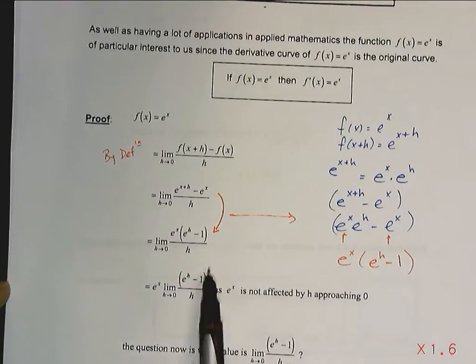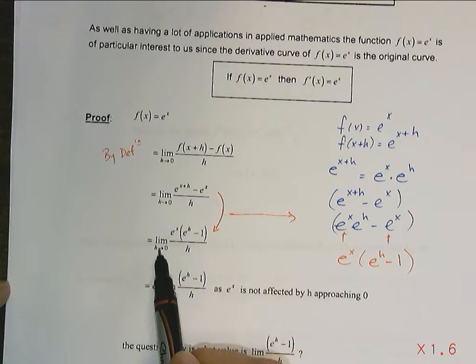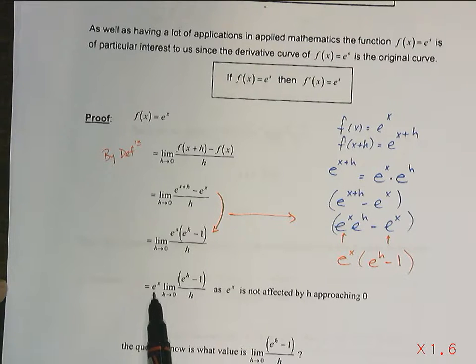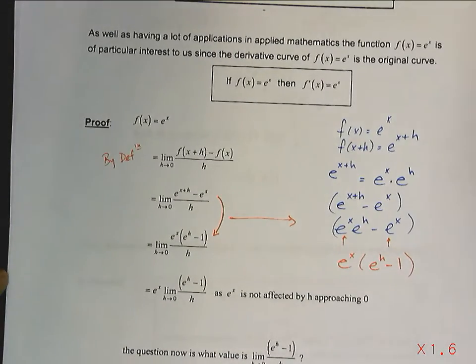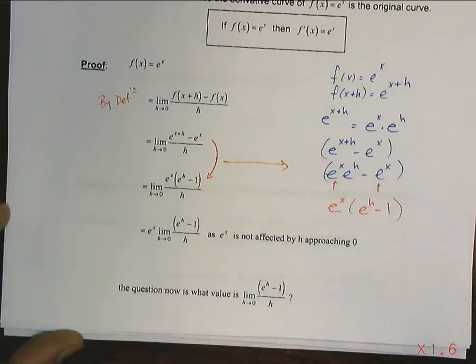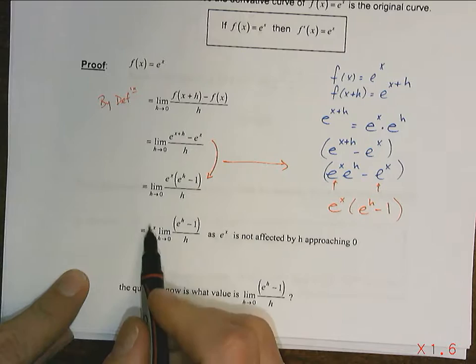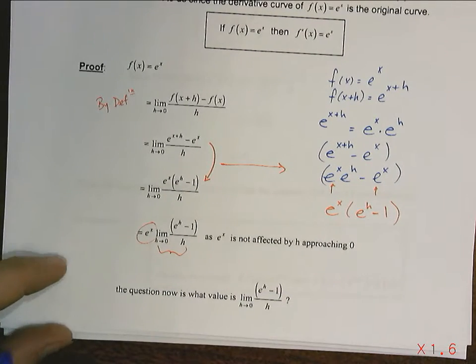Okay. Now I've got e to the x inside a limit as h approaches 0. E to the x doesn't care what happens as h approaches 0, so I take it outside the limit, and it leaves me with e to the x times the limit as h approaches 0 of e to the h minus 1 over h, since e to the x is not affected by the limit. So I'm pretty close. I've almost got what I want. I'm supposed to be proving that the derivative of this equals e to the x. Here's my e to the x. So the question now remains, what is that limit equal to?